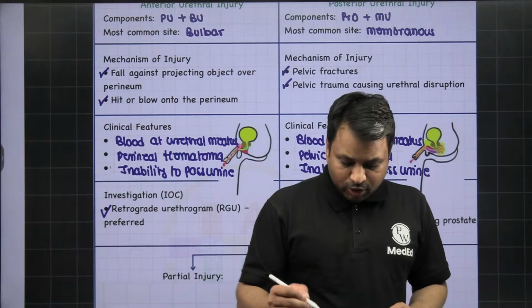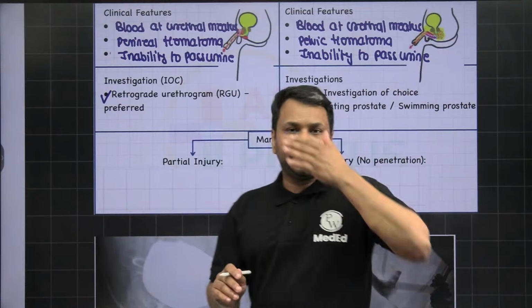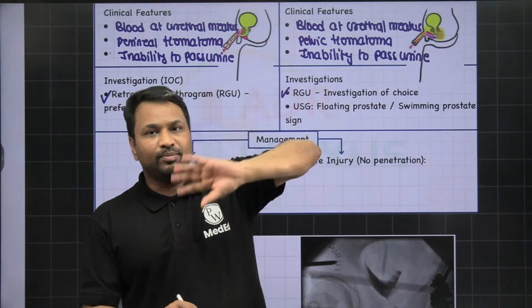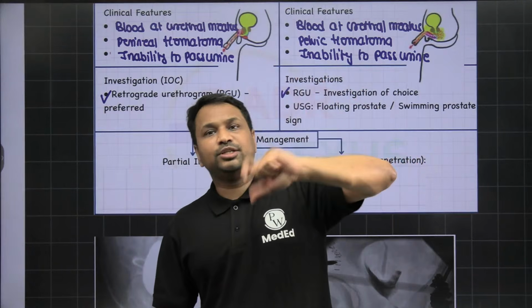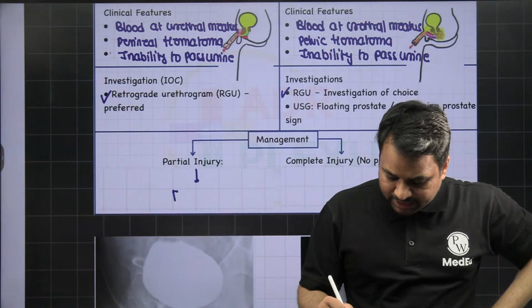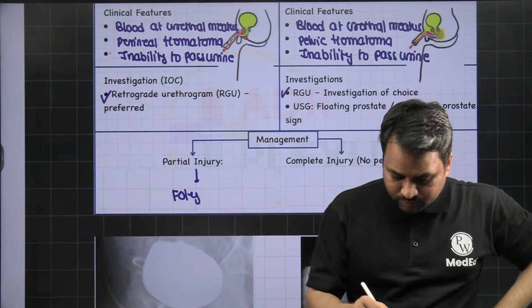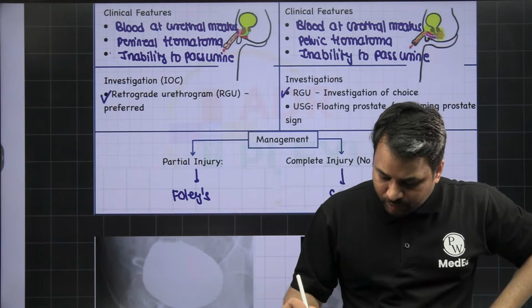Investigation for both of them is going to be RGU. Management for partial injury: in the partial injury, you will not see the contrast moving further completely. In the partial injury, the contrast will go into the bladder. In a complete injury, the contrast will not reach the bladder. For partial injury, I can go with Foley's catheterization. For complete, you have to go with suprapubic cystostomy.